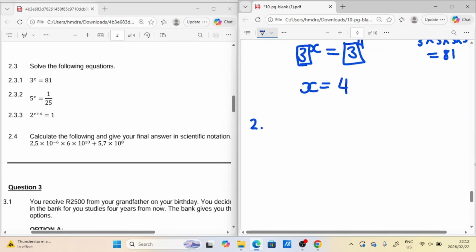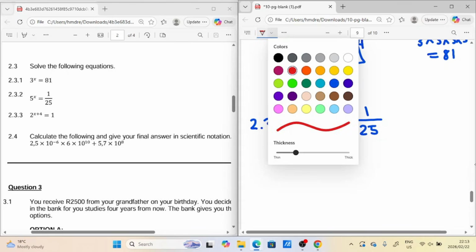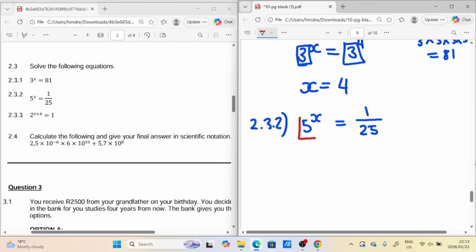2.3.2. We have 5 to the power of x is equal to 1 over 25. This is exactly the same as the previous question. They want us to make sure that we get the bases the same. So in this case, we have a base of 5 here. So we want on this side a base of 5. So my first step would be converting this 25. So I would say 25 is the same as 5 squared.